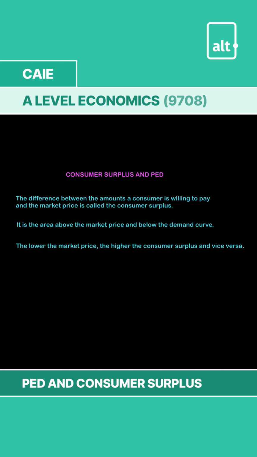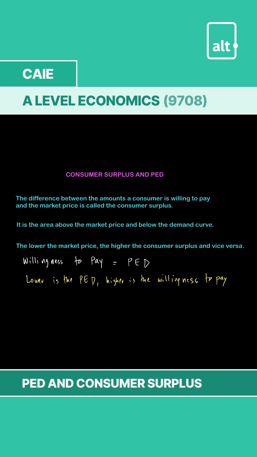Now, when we look at PED, or price elasticity of demand, we're looking at basically consumers' willingness to pay. If you look at the formula, consumer surplus is simply what we are willing to pay minus what we actually pay. So when the price of a good is what we actually pay, then the willingness to pay is simply price elasticity of demand. Lower the elasticity of demand, higher will be the willingness to pay. And similarly, higher the elasticity of demand, lower will be the willingness to pay.